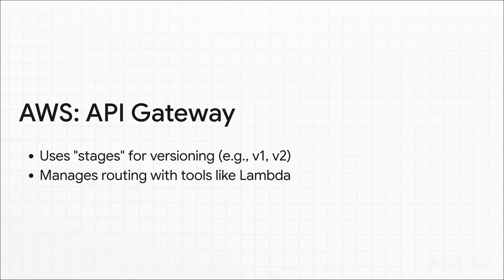If you're on Amazon Web Services, you'd use their API Gateway service. It has this concept called stages. So you can create a V1 stage and a V2 stage, and then you use these little bits of code called Lambda functions to route traffic to the right backend.